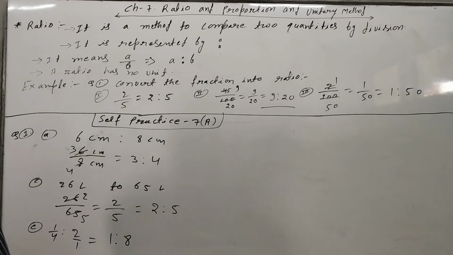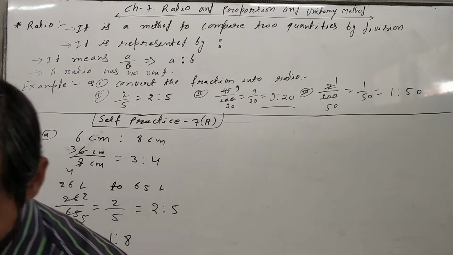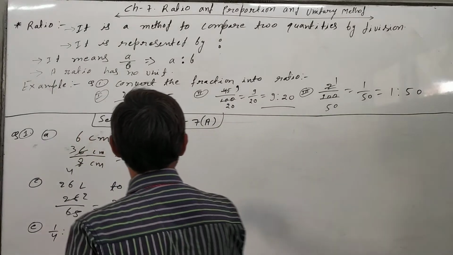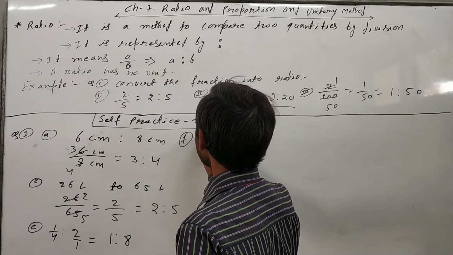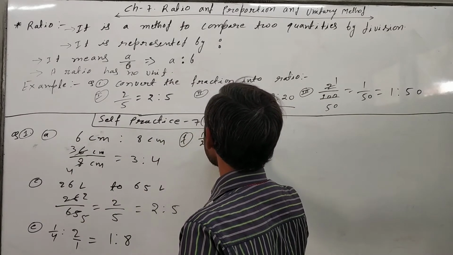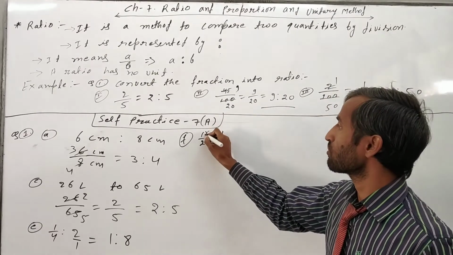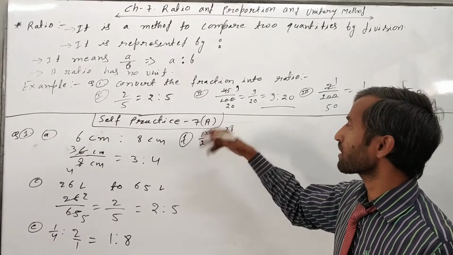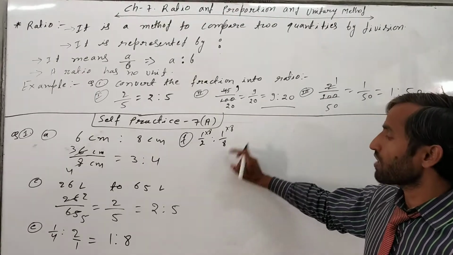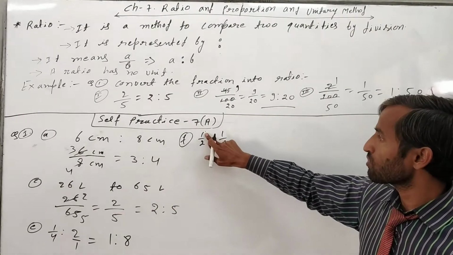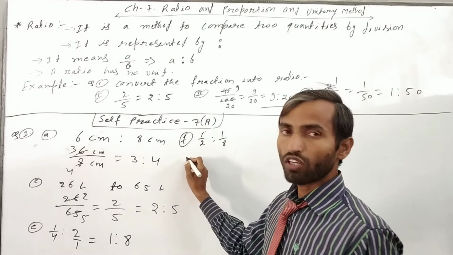Directly cross multiply. Okay. Next, the F part is also the same. You can do 1 upon 2 is to 1 upon 8. You can take the LCM of 2 and 8 and multiply by 8 here also and 8 here also. Then it will come in simplest form. Either you can take the LCM, or without the LCM you just cross multiply, then also the answer will come.